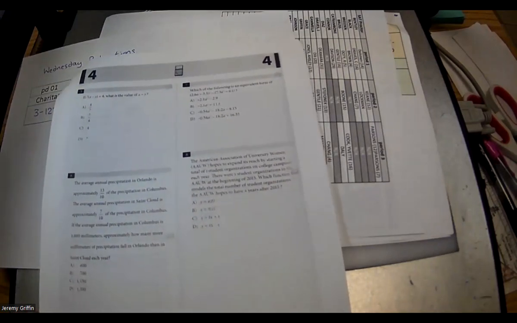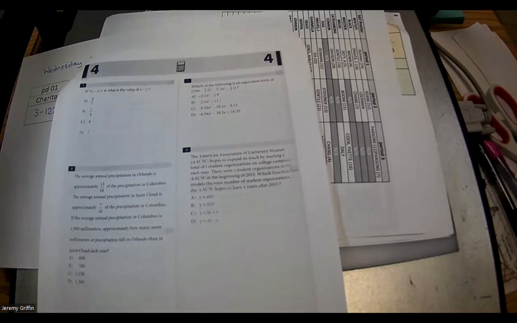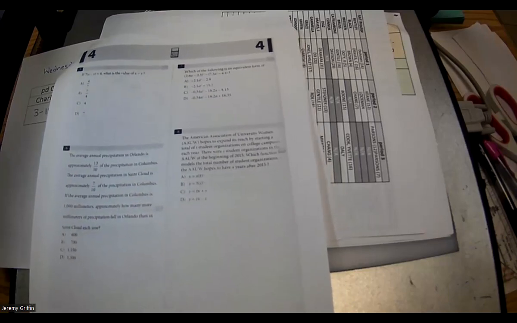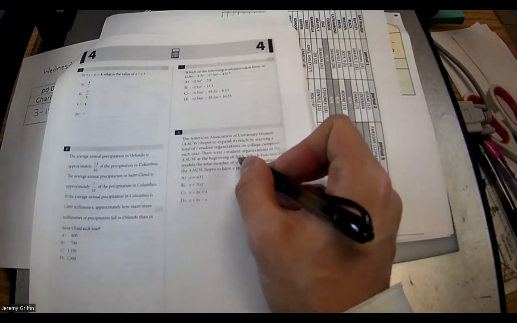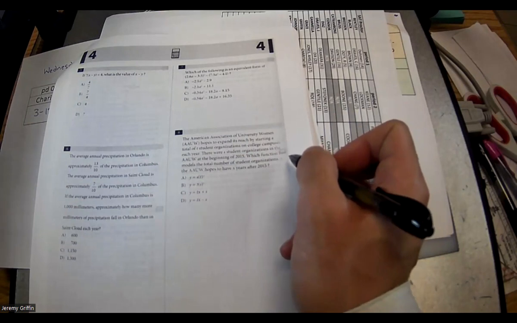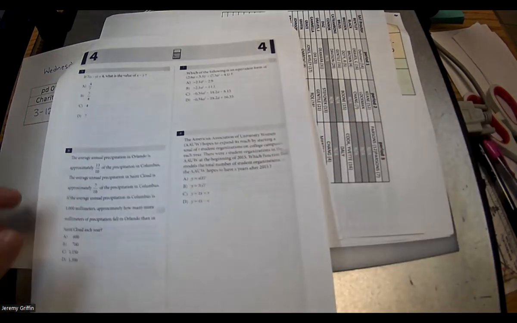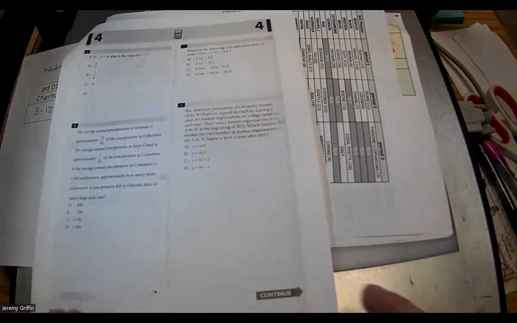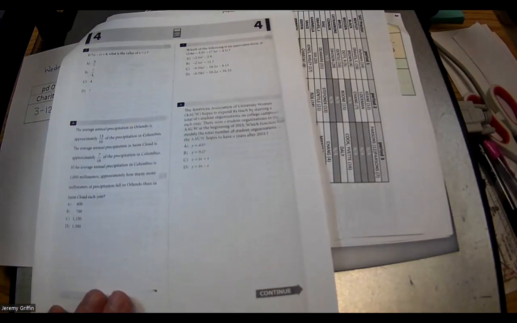Number 8. American Association of University Women hopes to expand its reach by starting a total of T student organizations on college campuses each year. There were S organizations at the beginning of 2015. Which function models the total number of organizations Y that they hope to have X years after 2015? So even yesterday, I remember a lot of these type questions where SAT really cares about, can you take a word problem and translate it into math.